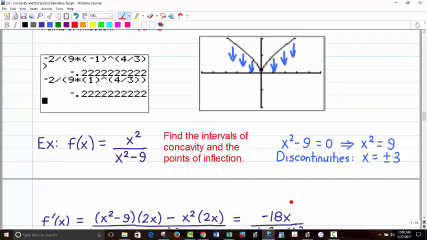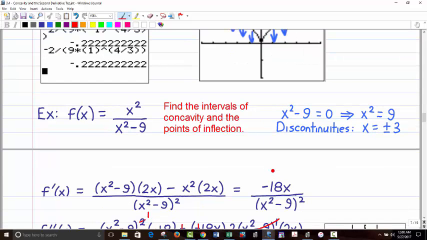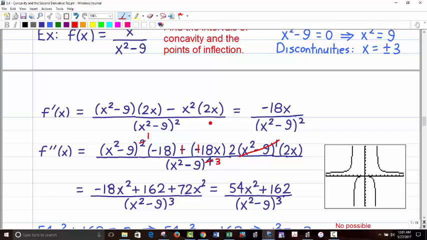Now we'll bring some discontinuities into play here. So right off the bat, you look at this function. X squared minus 9 gives us two discontinuities at plus and minus 3. They must go on our chart because they will separate intervals of concavity. Neither plus nor minus 3 can be points of inflection, but they do separate your intervals of concavity, so they must be there. All right, so I'll kind of skip the details on taking the derivative here. Quotient rule, of course. A little messy because we have to do the second derivative.